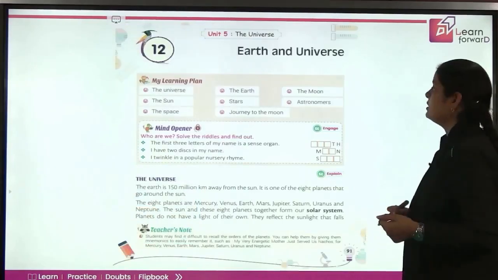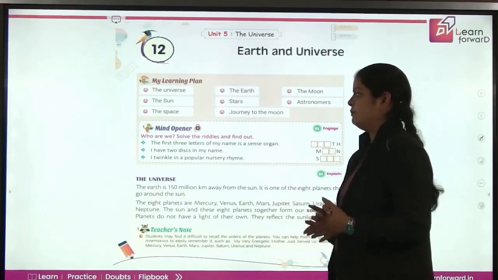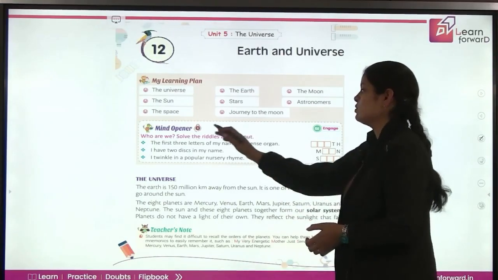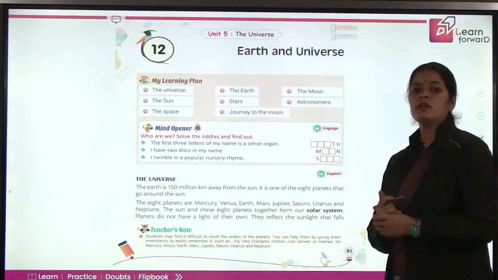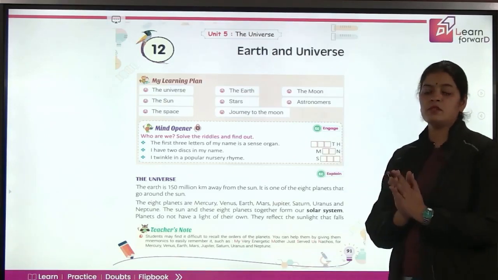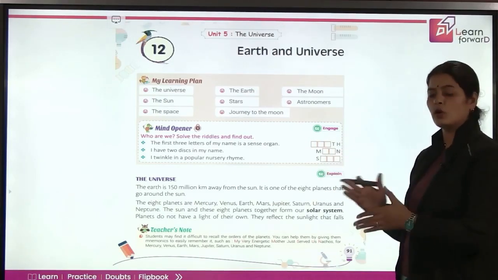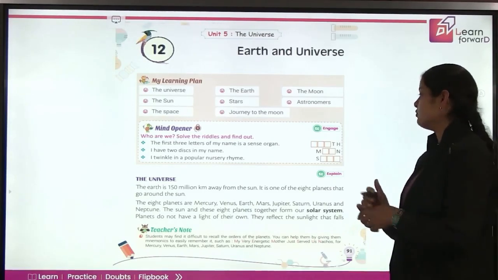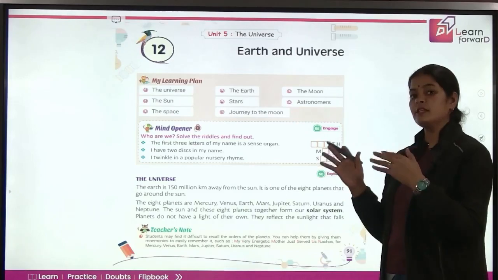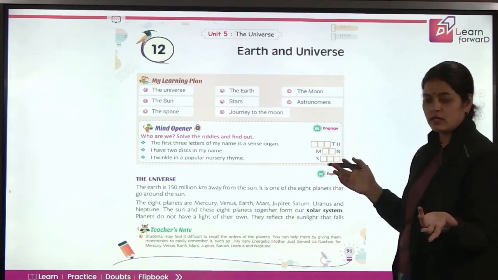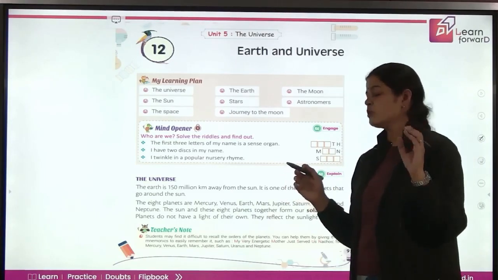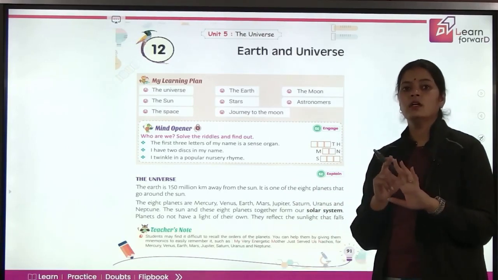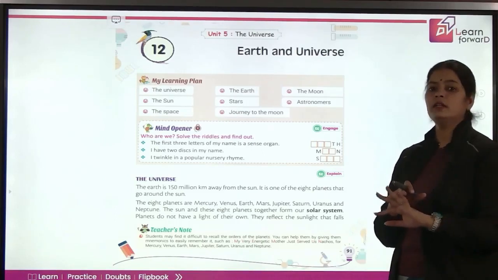So let's start. So this activity, who are we? Solve the riddles and find out. So there are these statements and by reading the statements, you have to guess what they are talking about here. The first 3 letters of my name is a sense organ. So the first 3 letters of this thing is the name of a sense organ, and you have 5 sense organs: skin, ear, eyes, nose and tongue.